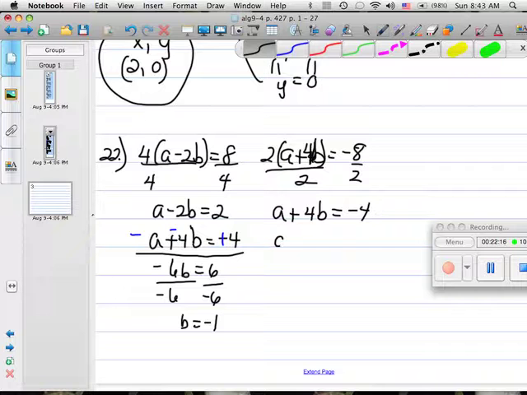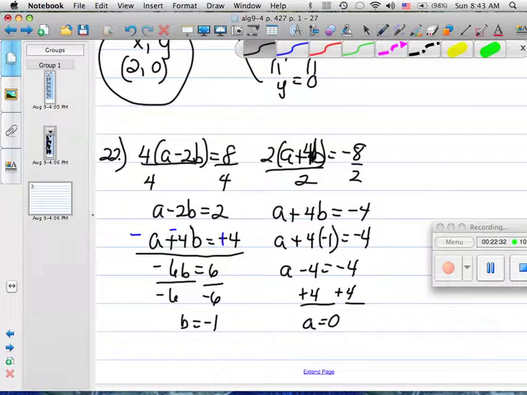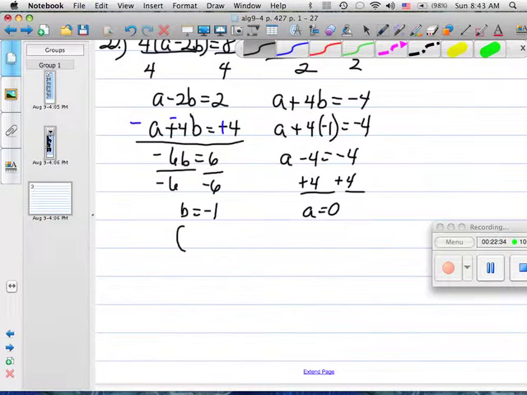Substituting that in here, a plus 4 times negative 1 equals negative 4. So a minus 4 equals negative 4. Add 4, and a is 0. So our ordered pair is a, b, and 0, negative 1.